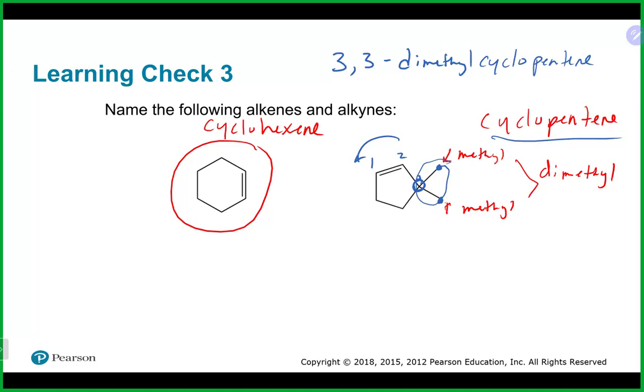Because you do have to give the number for each group that's located, even if it is the same group on the same carbon, you have to give the number twice to indicate that they are both located there. Because the di doesn't mean that they are both located on the same carbon. The di part of the name there, which says dimethyl, means that there's just two methyl groups in that compound. They could be on the same carbon, but they could also be on different carbons as well. So because of that, you have to give the number twice, even if it's the same number.